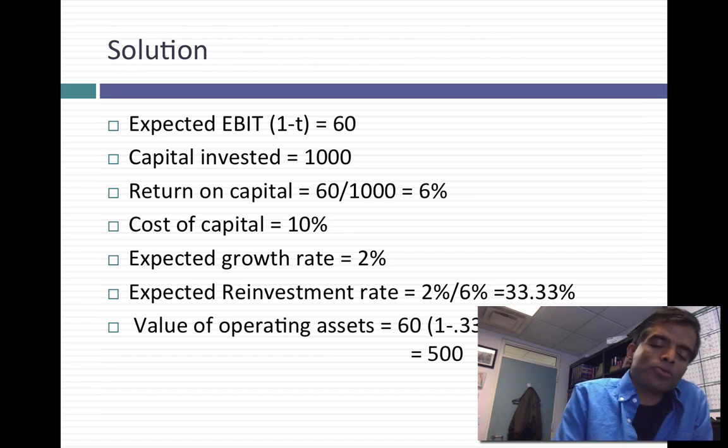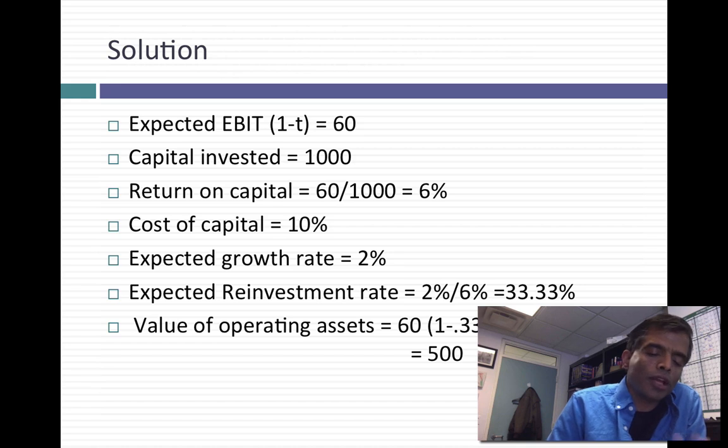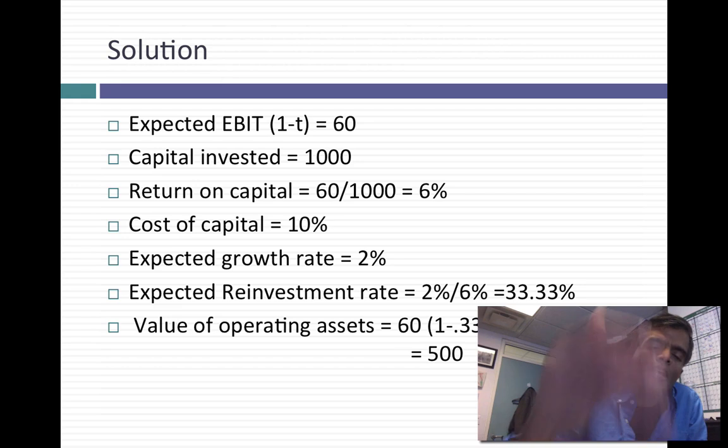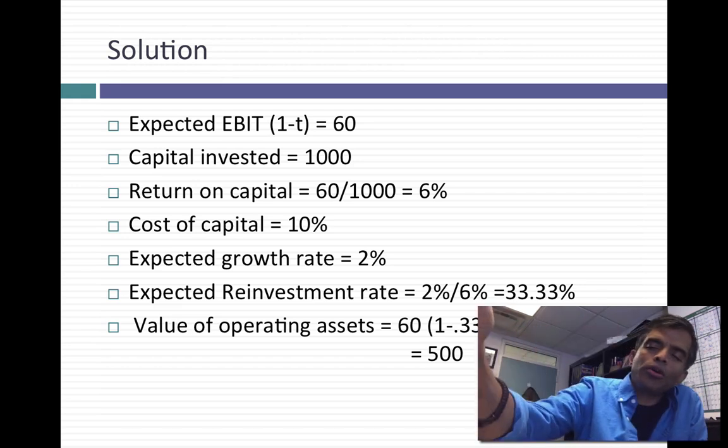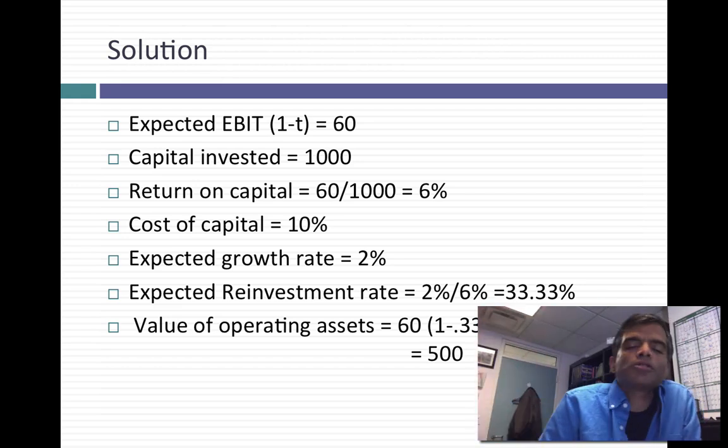Remember what we said in class: when you reinvest something back into the business, that's an increase in your capital invested. So if you take your existing capital invested and you take the reinvestment every year for the next 3, 4, 5 years, what you end up with will be the capital invested in the 5th year.